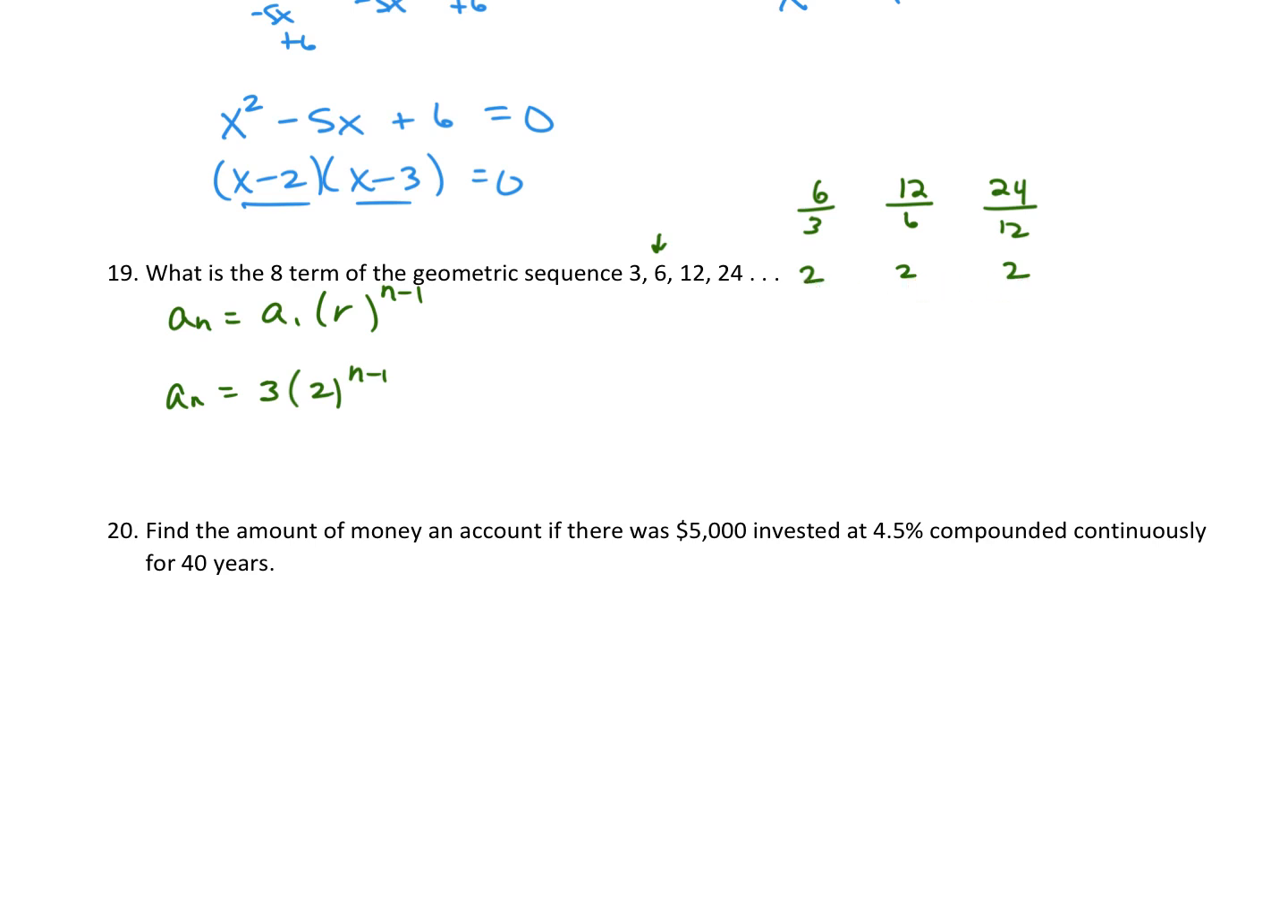All right, now to get the 8th term, that means we want a sub 8. When we plug in an 8 for the n, that just means we're going to find the 8th term. So we're going to go to our formula, 3 times 2 to the 8 minus 1 power, which is 3 times 2 to the 7th. And when we plug that into our calculator, we get 384 as our 8th term.